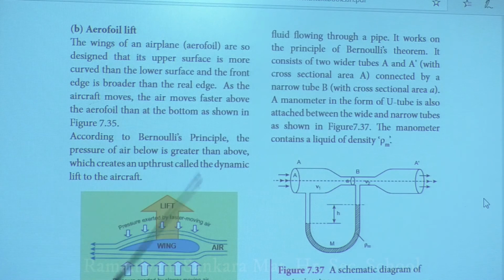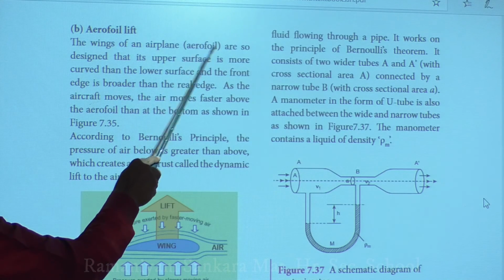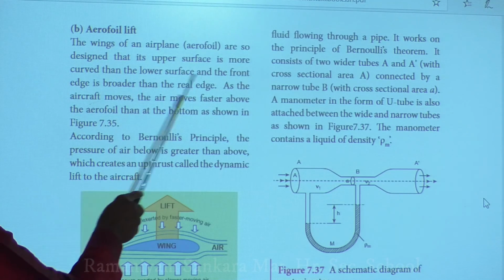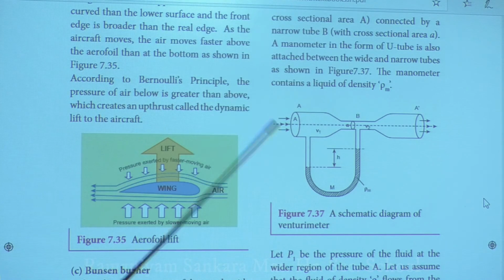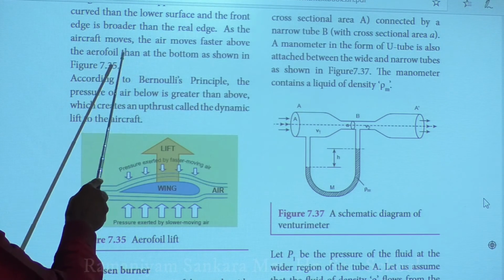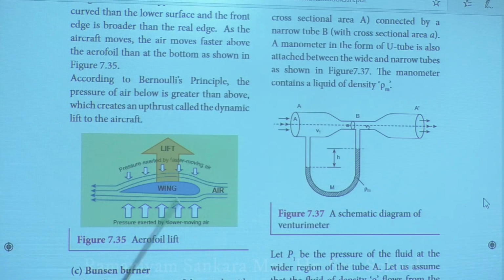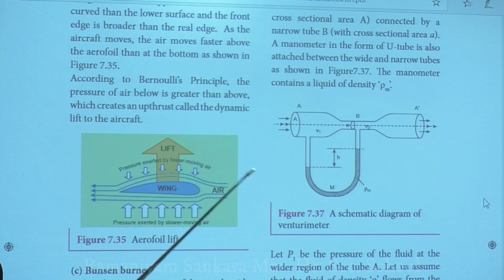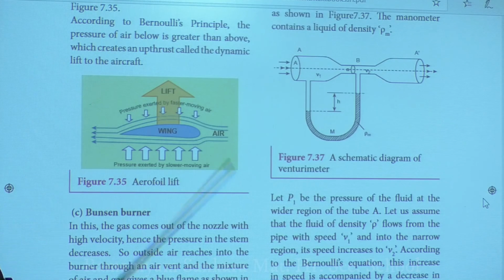How does the aerofoil lift? The wings of the aeroplane, called aerofoil, are so designed that the upper surface is more curved than the lower surface, and the front is broader than the rear edge. See how the aeroplanes are made. As the aircraft moves, the air moves faster above the aerofoil than at the bottom. According to Bernoulli's theorem, the pressure of the air below is greater than above, which creates an upthrust called the dynamic lift on the aircraft.